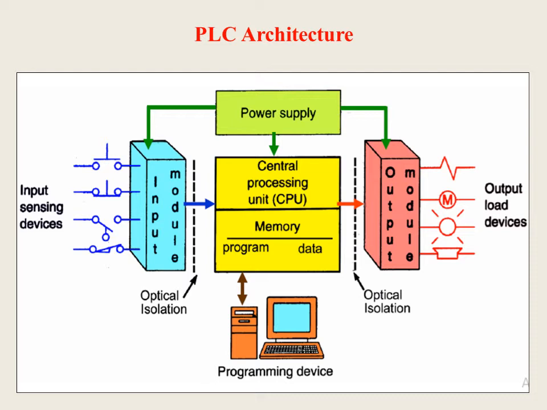For the central processing unit and the memory, we require a power supply and we require programming devices. Through the programming devices we input the program to the memory of the PLC. Now you can see the optical isolations between the input module and the CPU, and between the output module and the CPU. So there are two kinds of optical isolation.